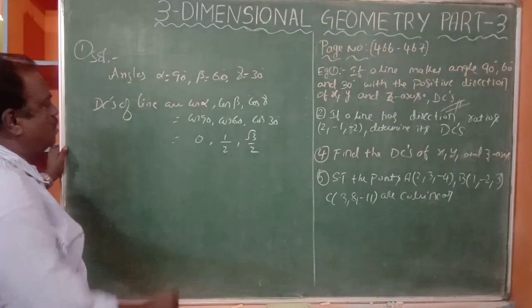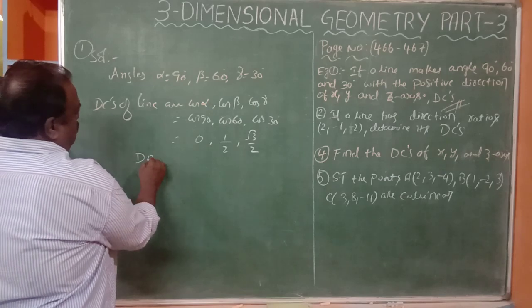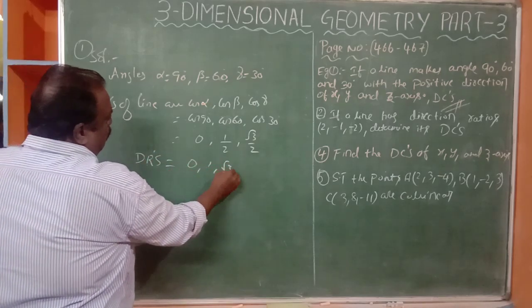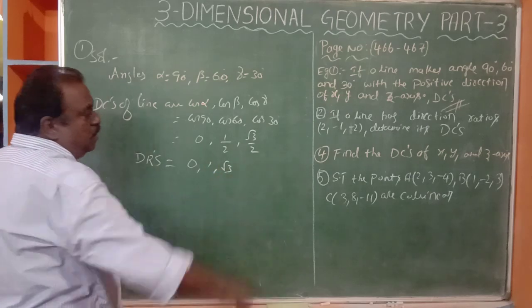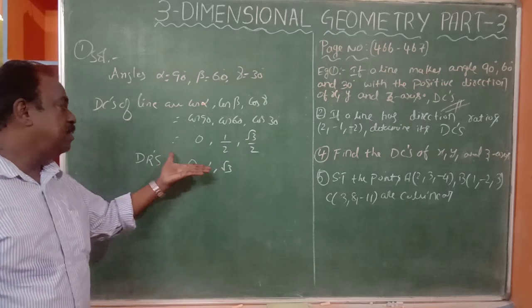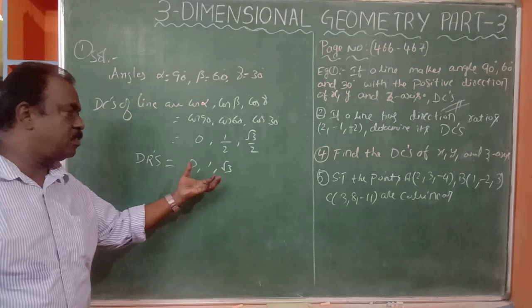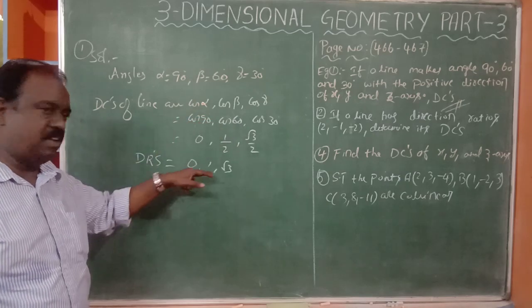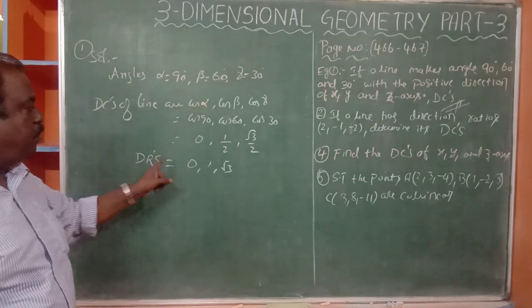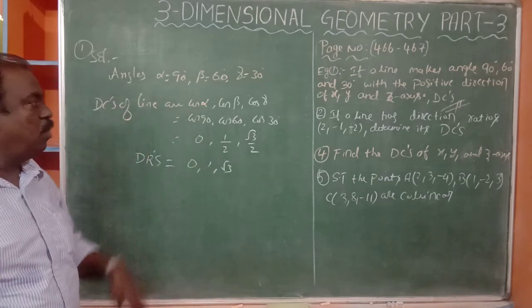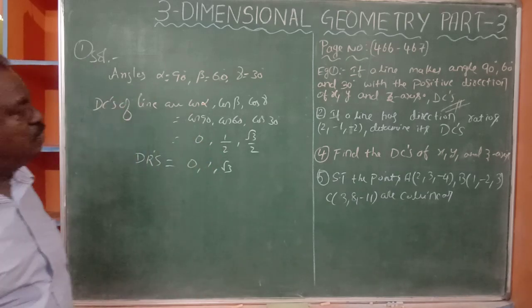DRs also we can find. Now what are the DRs? DRs are 0, 1, root 3, simply cancelling the 2. These are a set of three numbers, the DRs, which are proportional to that. Don't put them in a bracket. If you put it in a bracket, it will become coordinates. So that is the thing.